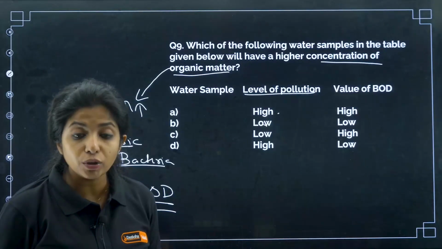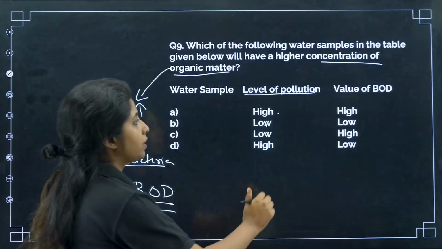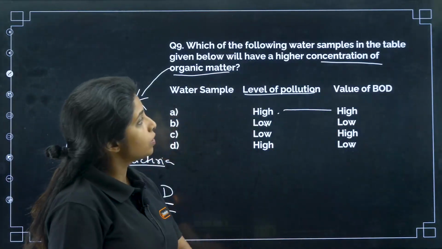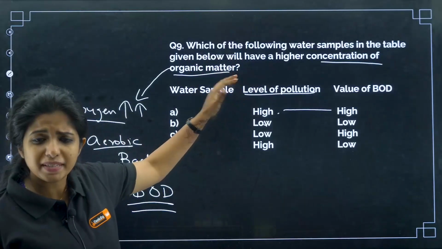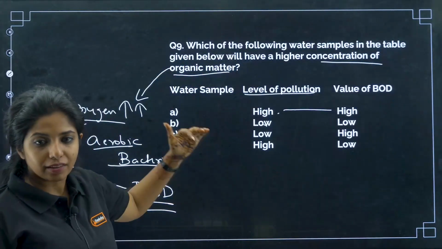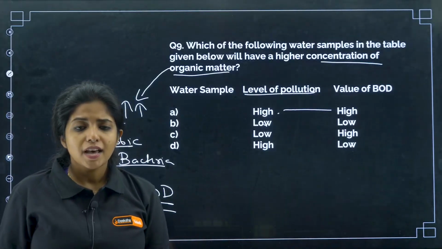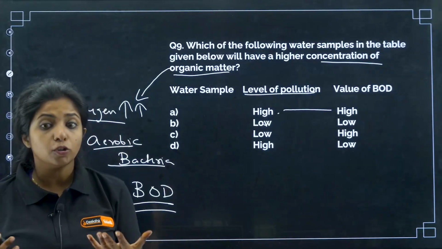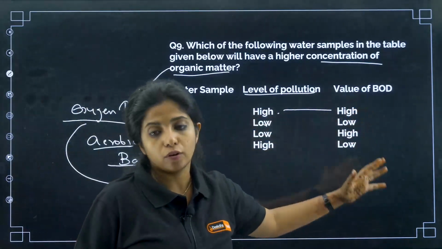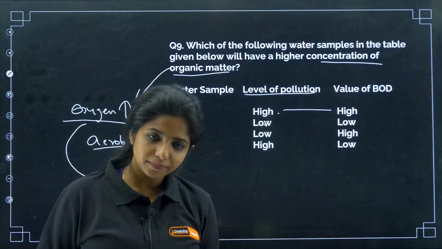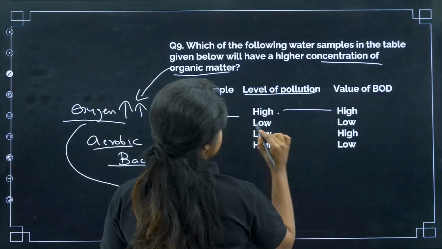What is the value of BOD? It will also be high. Okay, there is a high requirement. If the concentration of organic matter is lower, that means the level of pollution is low. There is less aerobic bacteria to break it down, obviously, because there is less organic matter to break down. In that case, the oxygen requirement will also be less, so the value of BOD will also be less. Okay, so this is the answer.